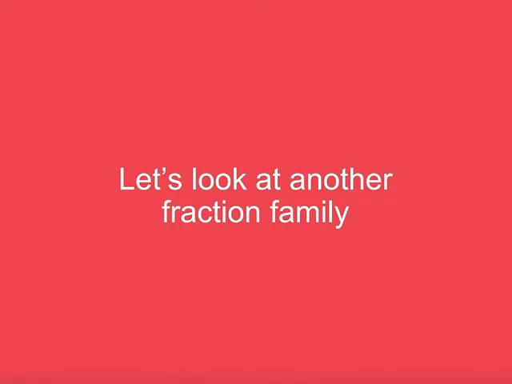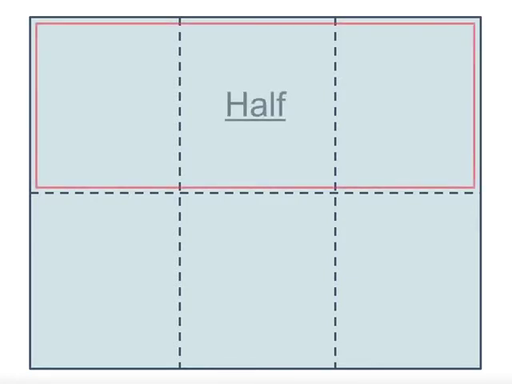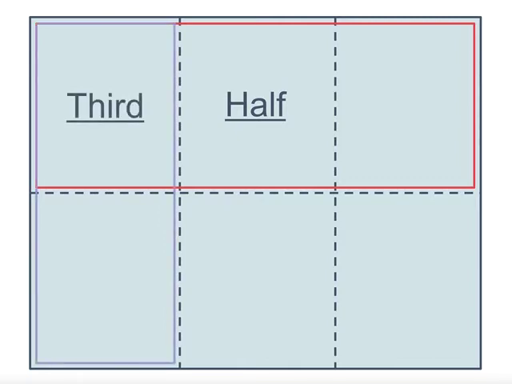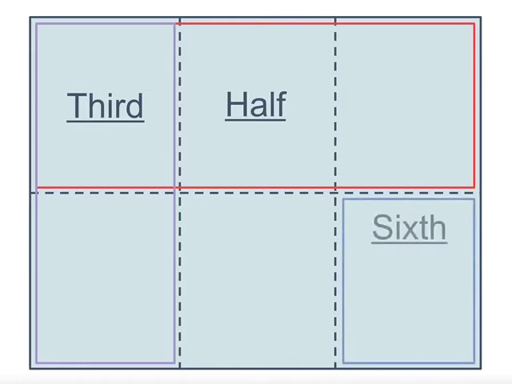Let's look at another fraction family. Fraction families are fractions that go together nicely. Here we have a piece of paper folded into 6 equal parts. We can show our half as one of 2 equal parts, and we can show 1/3 as one of 3 equal parts. Can you see the 3/3 to make up the whole? We can also show 1/6 as one of 6 equal parts.